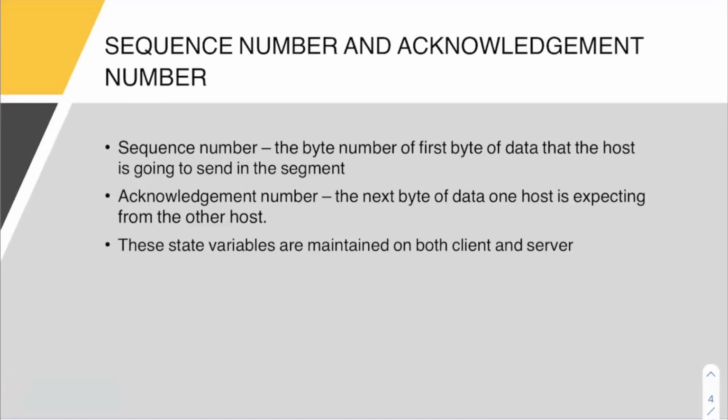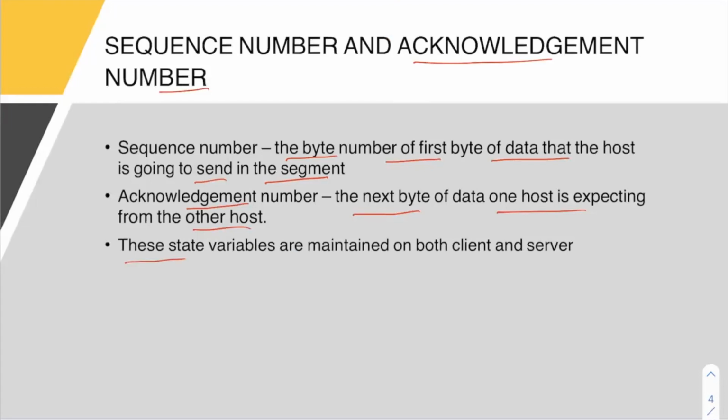So what are the sequence number and acknowledgement number? Let's look at a definition of both of them, and we will understand this better with the help of examples. So do not worry if you do not understand the definitions here. The sequence number is the byte number of the first byte of data that the host is going to send in the segment. The acknowledgement number is the next byte of data that one host is expecting from the other host. In some time, I will explain both with the help of some examples.